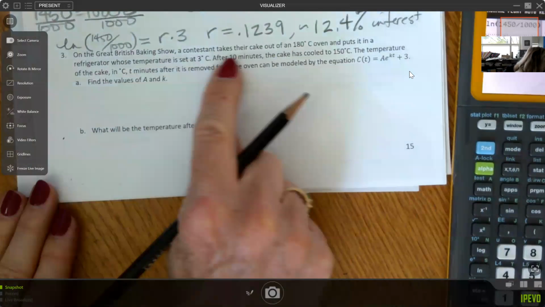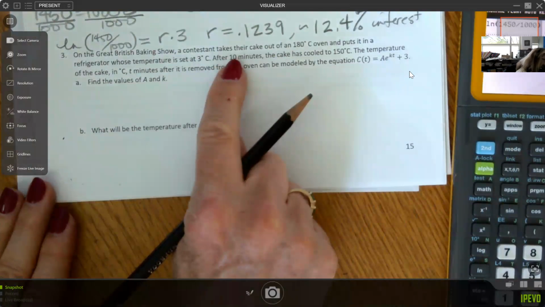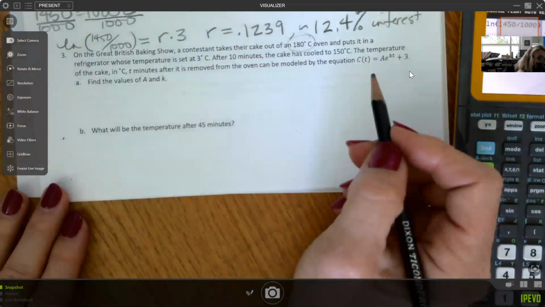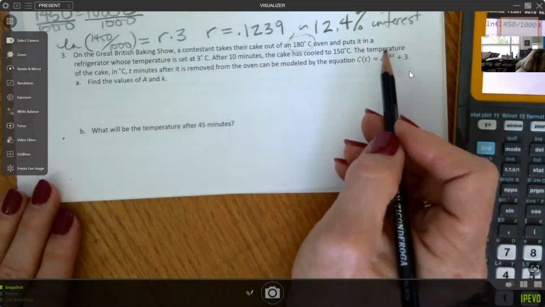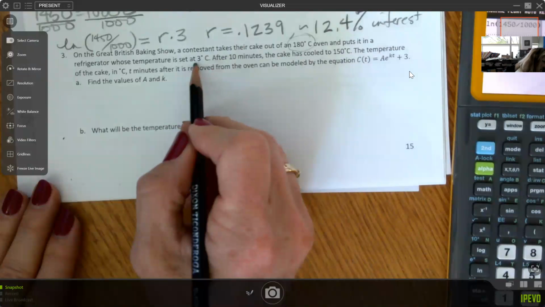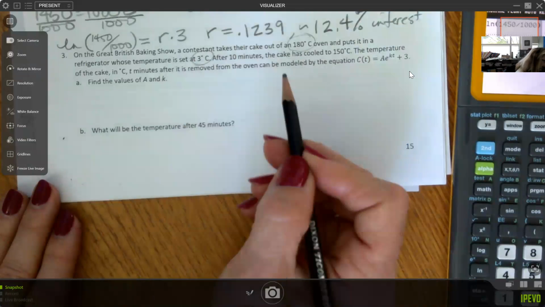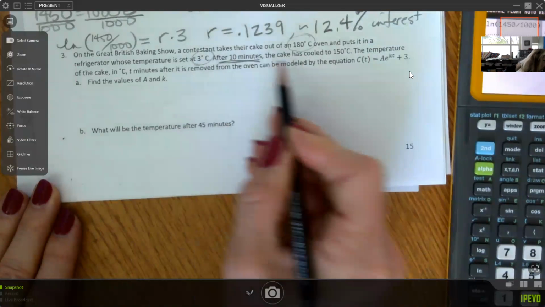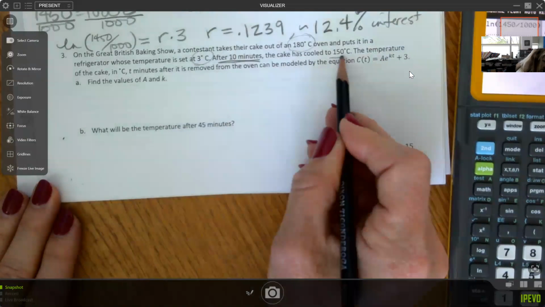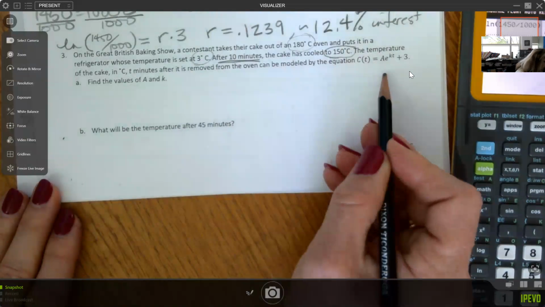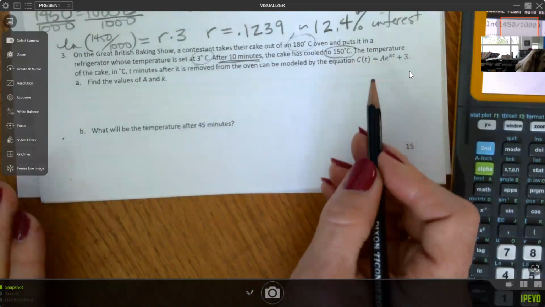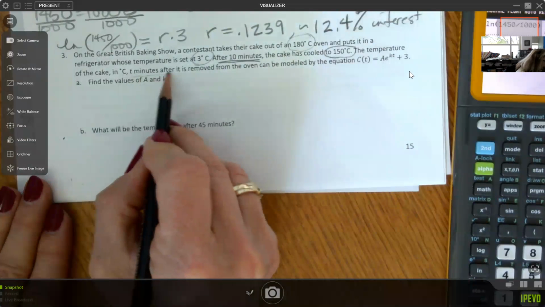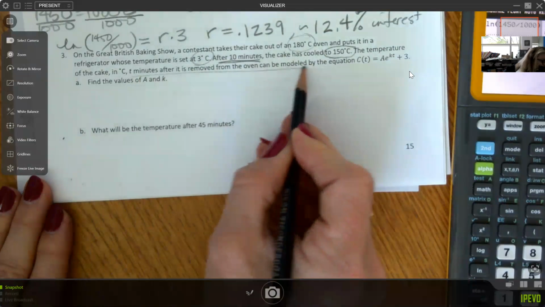Someone takes the cake out of the oven, and we're using Celsius, so it's a 180-degree oven. And then they put it in the refrigerator, which is 3 degrees Celsius. After 10 minutes, the cake has cooled to 150 degrees Celsius. The temperature of the cake T minutes after it's removed from the oven can be modeled by this equation.